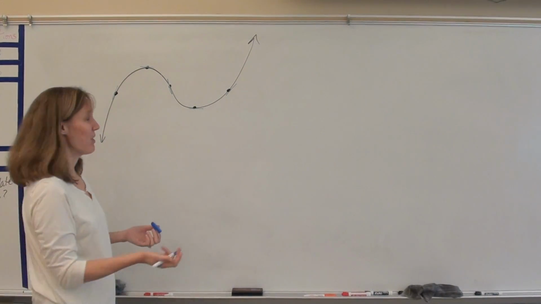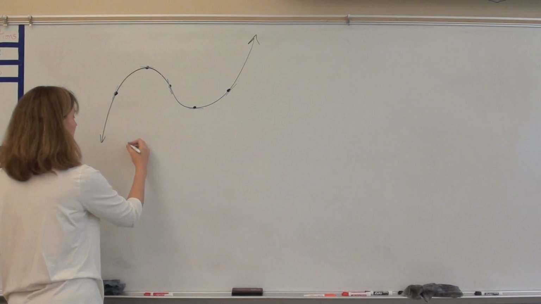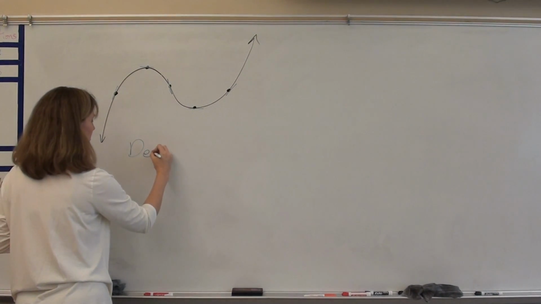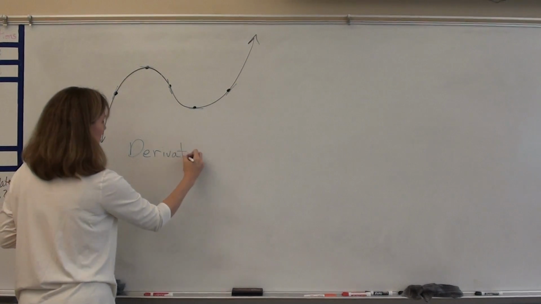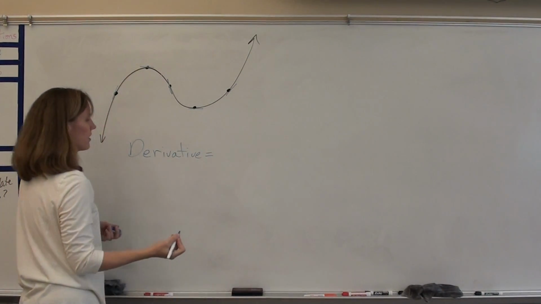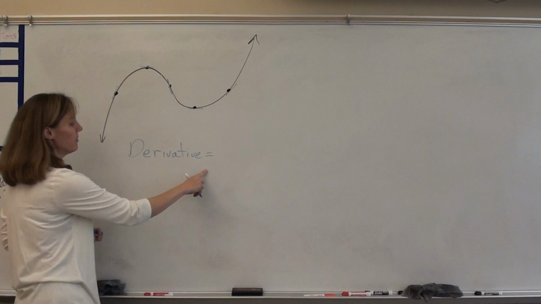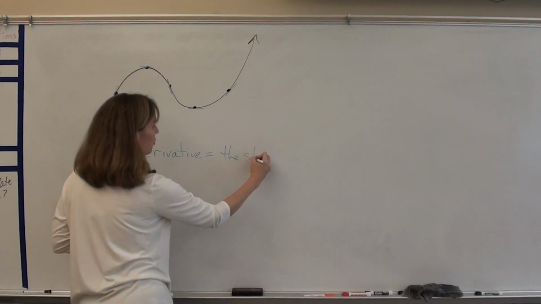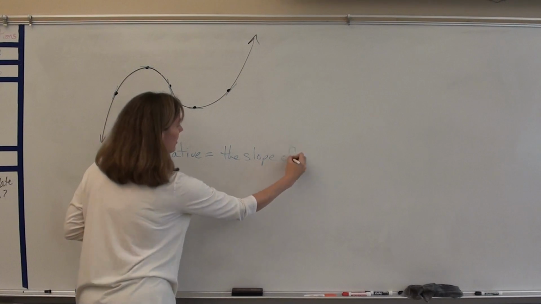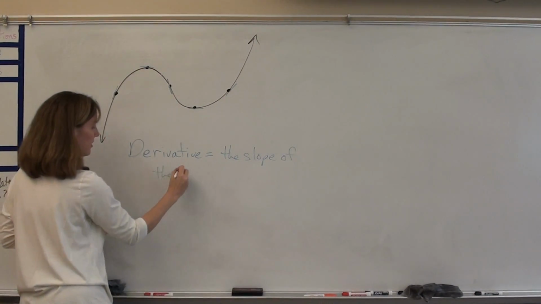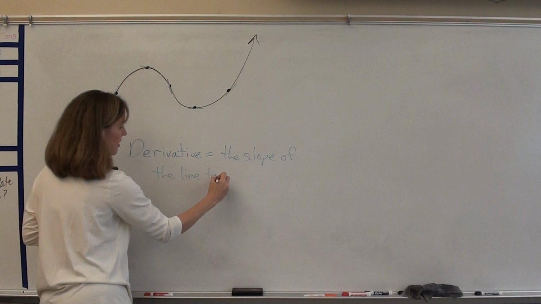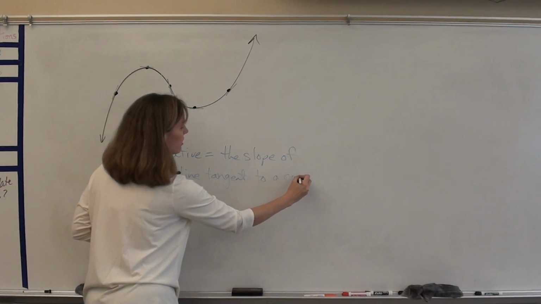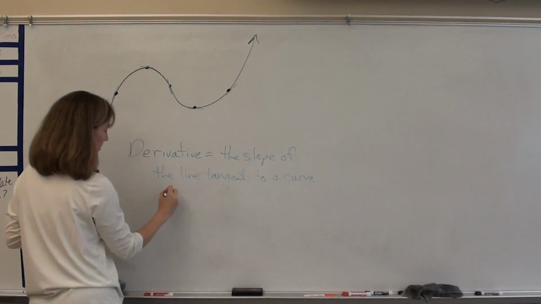Right? Okay, we're going somewhere with this. Alright, so we're just going to write a little layman definition of the derivative. Okay, so the derivative is the slope of the line tangent to a curve at any given point.